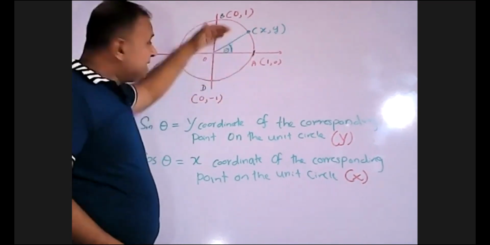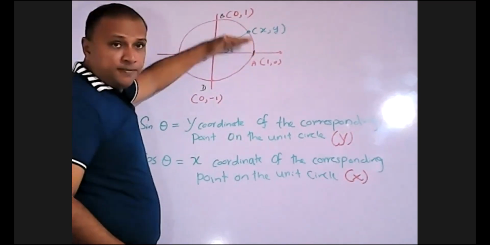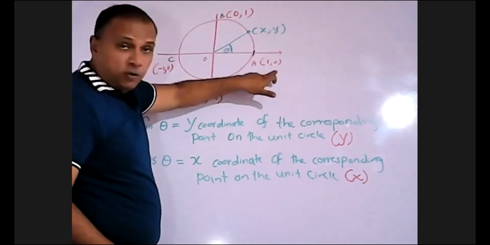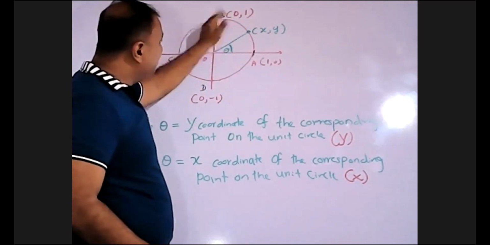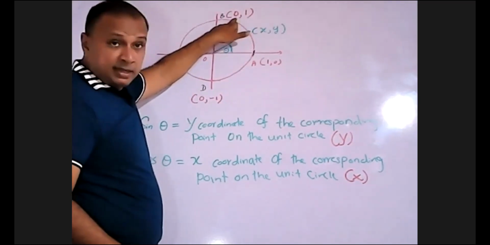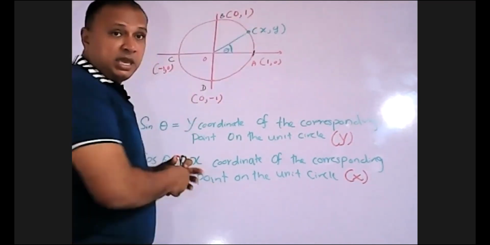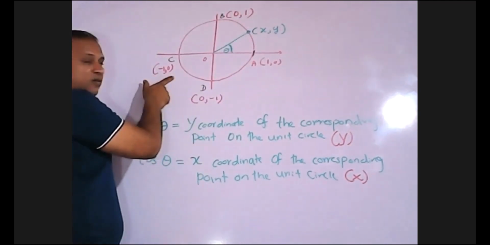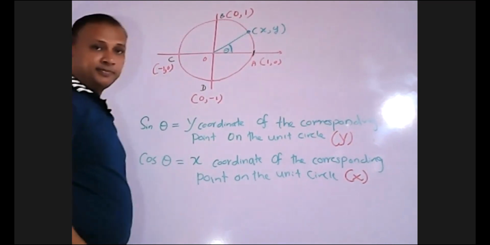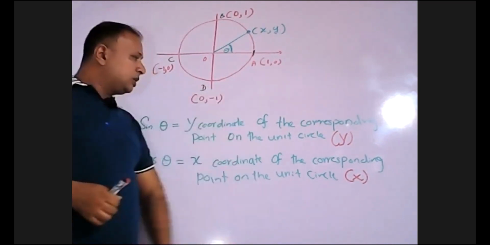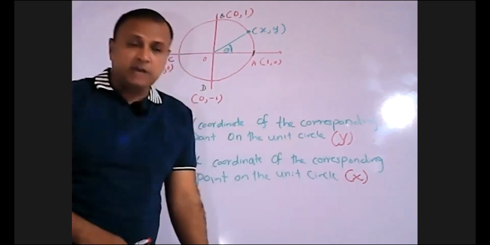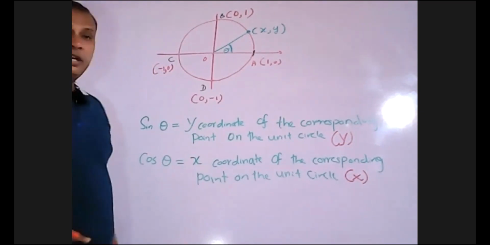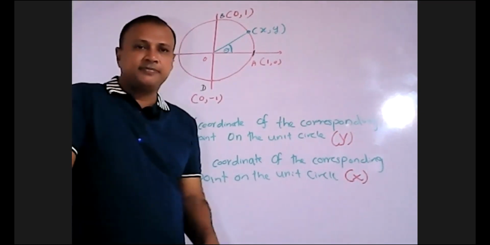So if theta is 0, x becomes 1, y becomes 0. If theta is 90, x becomes 0, y becomes 1. If theta is 180, x equals minus 1, y equals 0. Therefore, according to this definition, we can determine the trigonometric values of integral multiplications of 90.